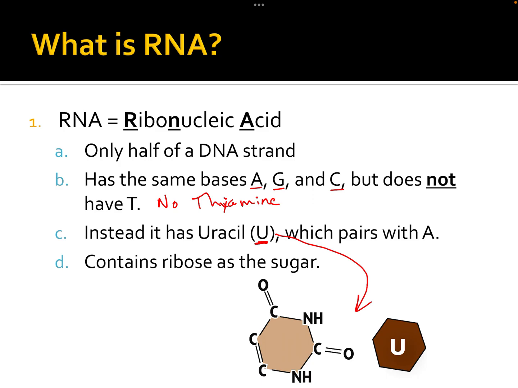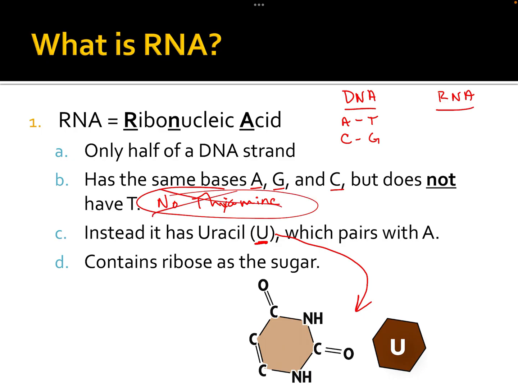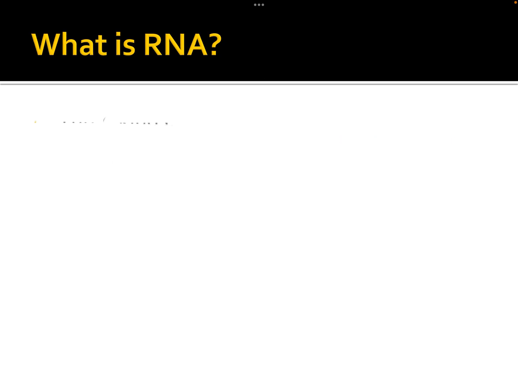And if we go back to Chargaff's rules for RNA, remember, no thymine, so it's A to U. Things are basically the same, but we notice right here, DNA has thymine, RNA has uracil. So we will see that difference. Be on the lookout for that, because you will see that quite a bit now.